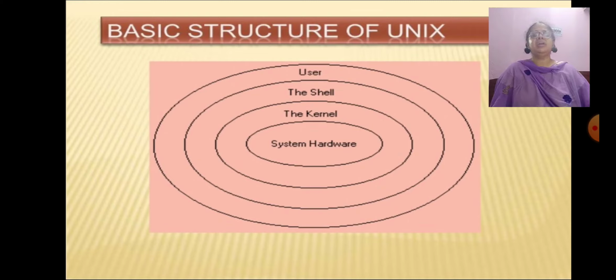Layer 3 consists of the shell commands. The shell is the utility that processes our request. When we type in a command at the terminal, the shell interprets the command and calls the program that we want. And the last layer consists of the user, and it is also called the application layer.